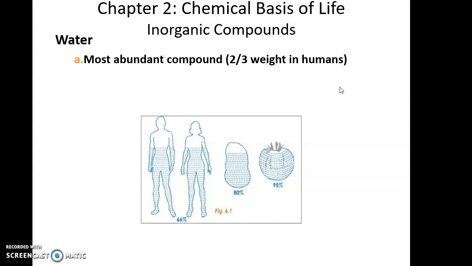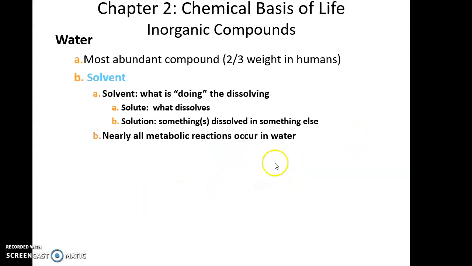All right, some important inorganic compounds include water. Water makes up about 2/3 of our overall weight, so we are approximately 2/3 water. Compared to some other living things, potatoes are about 80% water, tomatoes are about 95% water. Water is important because it is a solvent. It dissolves things. Not everything, but a lot of things can dissolve in water.